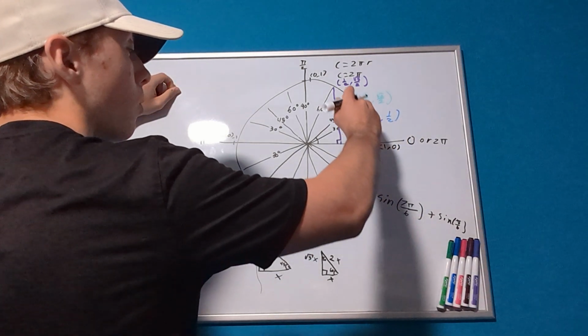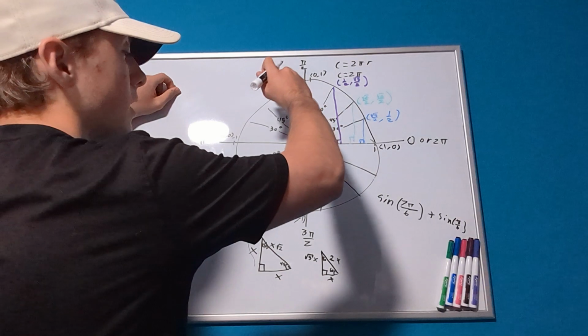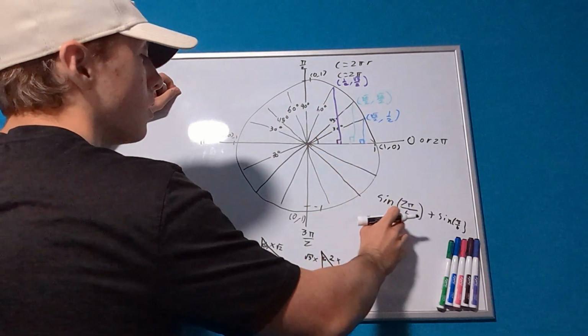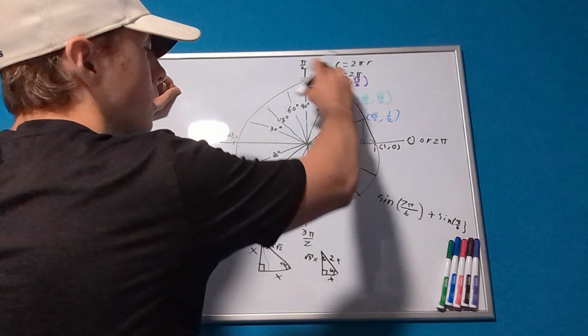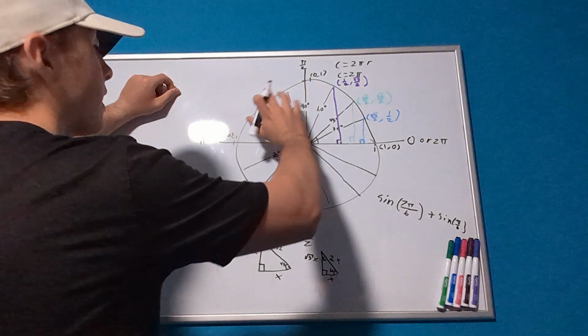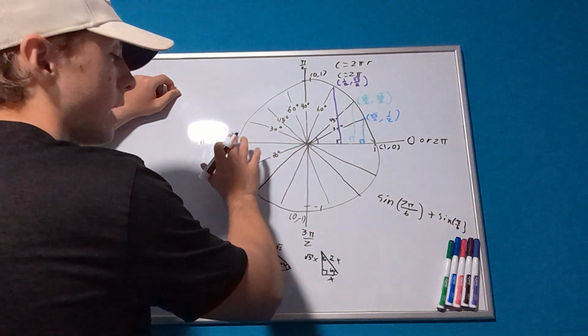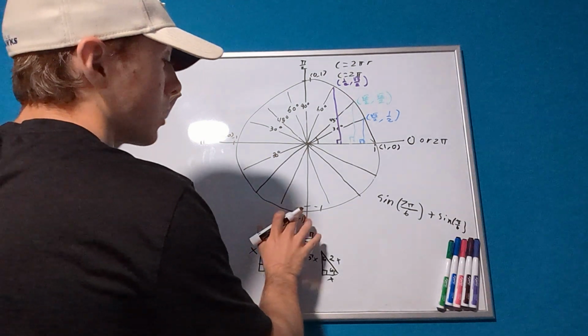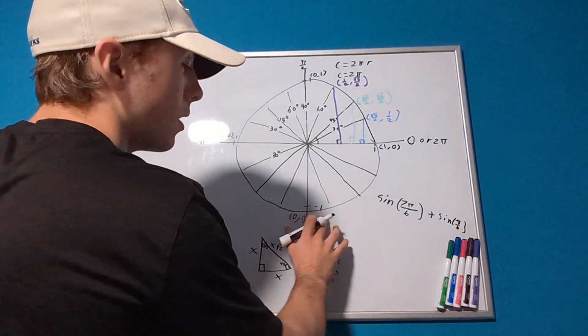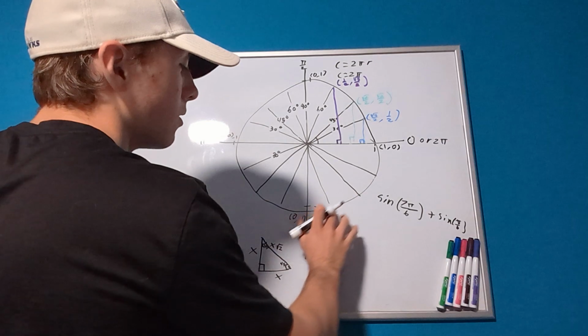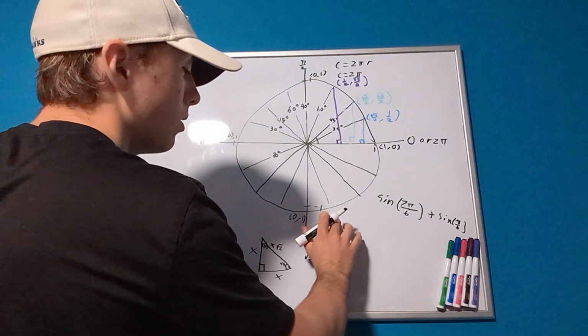Is it going to be in the first quadrant? No, because the angle is greater than pi over 2. Is it going to be in the second quadrant? No, because the angle is greater than pi. Is it going to be in the fourth quadrant? No, because the angle is less than 3 pi over 2.